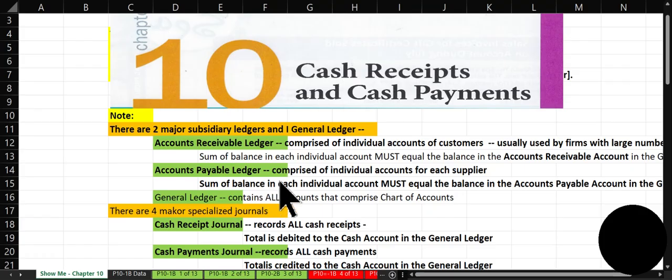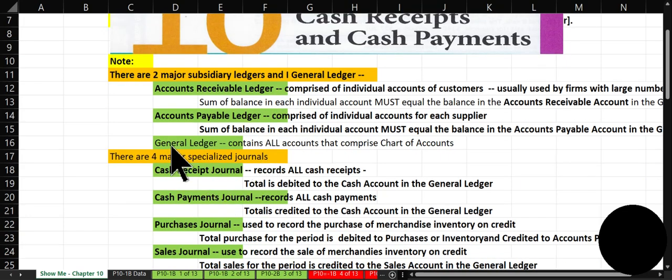The sum of the balances in this subsidiary ledger must match the control account balance of the business that you would find in the general ledger called accounts payable. So each of these subsidiary ledgers has a control account in the general ledger. The general ledger, you may remember, is the ledger that has all the accounts that comprise a firm's chart of accounts.